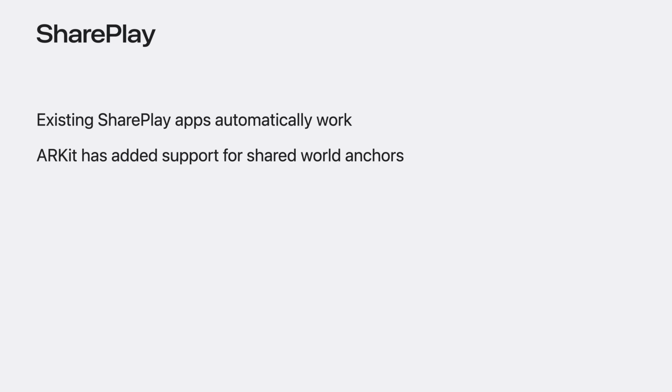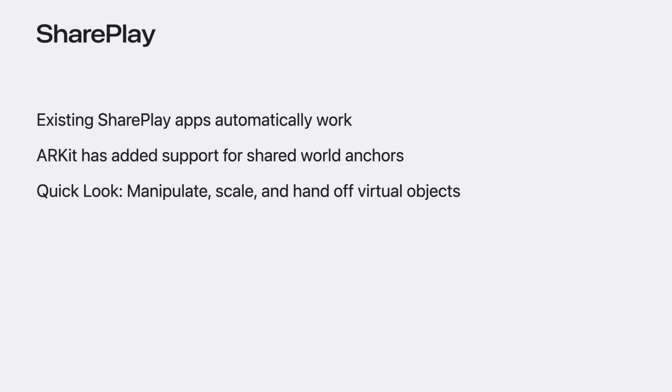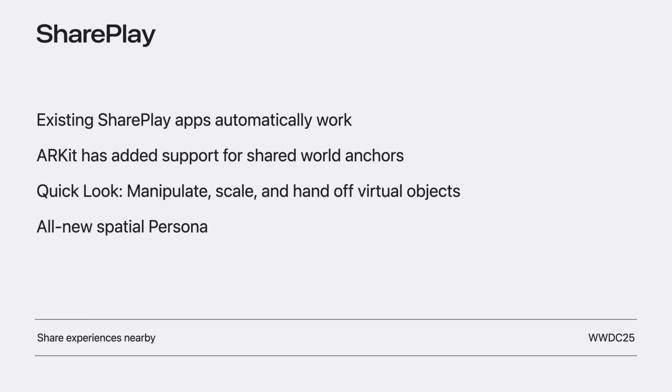Additionally, ARKit has added support for shared world anchors, making it possible to precisely anchor shared content to the room. You can move, resize, and snap apps and content to your surroundings during a SharePlay session. And with Quick Look, you can manipulate, scale, and hand off virtual objects to one another just like physical objects. And Spatial Persona is now out of beta, complete with an expansive suite of improvements to hair, complexion, expressions, representation, and more. To learn more about building nearby window sharing experiences, check out this session.